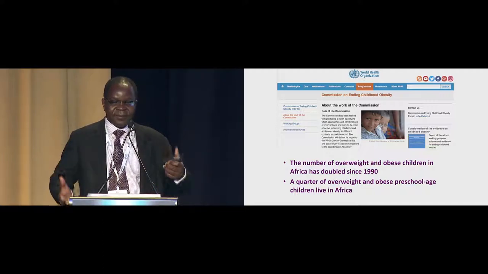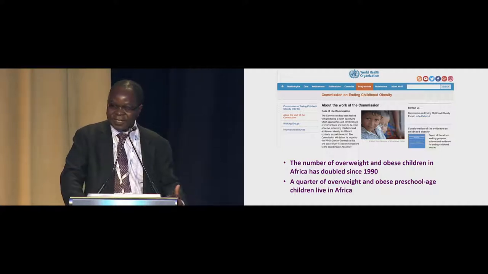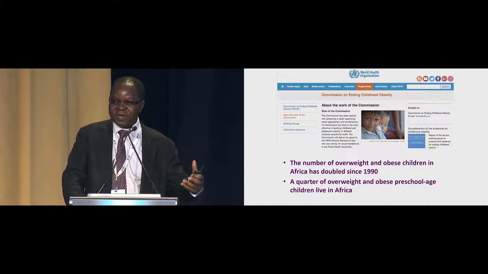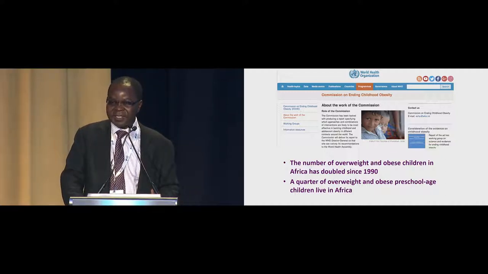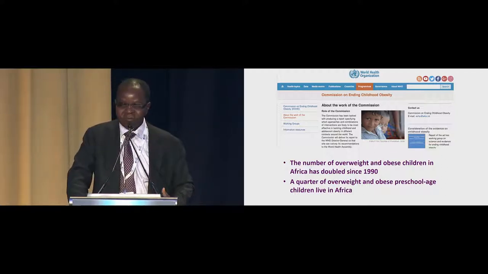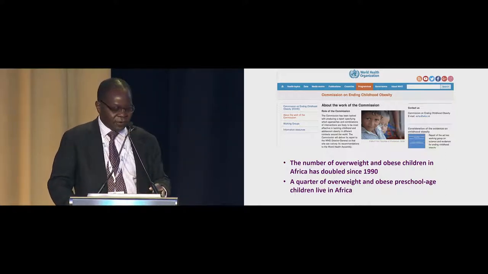So we have this unique combination of undernutrition sitting side by side with relative overnutrition. And this is a huge challenge, considering that these will potentially have additive effects. So if you have someone who is primed to having diabetes because they were of low birth weight, and then you add on to that excessive weight gain, in itself a huge risk factor for non-communicable diseases, you will have acceleration of these conditions.